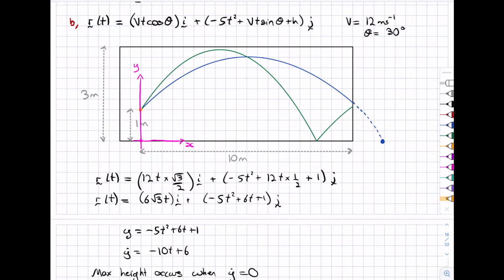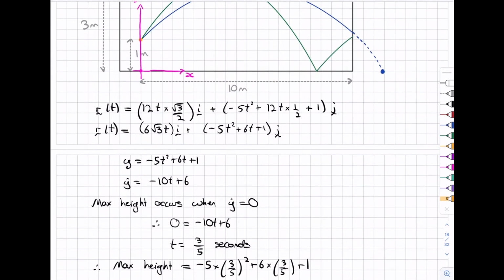If I found my horizontal range and it was less than 10, so a scenario like this, that means it bounces before it hits the wall, and that's not what we want. So it's all about finding the horizontal range here, okay? So we need to essentially find when does the particle hit the floor, and then we have to substitute that time into our x equation, which is 6√3 times t.